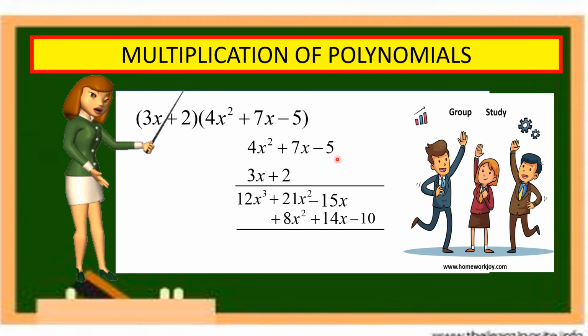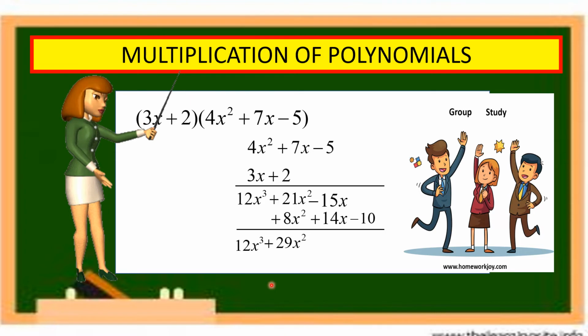Then we will add, bring down 12x cubed. 21 plus 8 is 29. Copy the literal coefficient. Negative 15x plus positive 14x is negative x. And bring down negative 10.